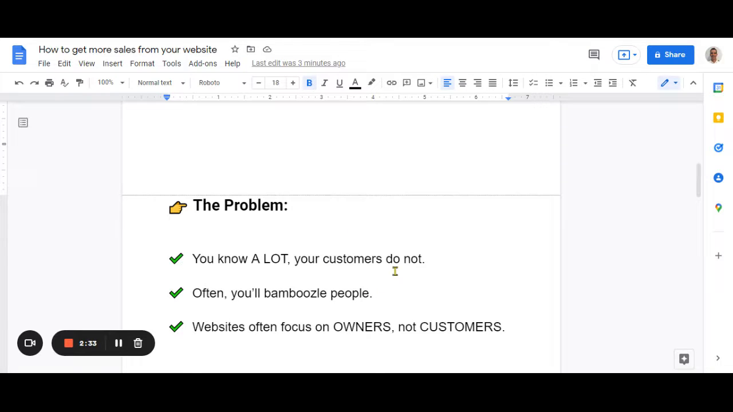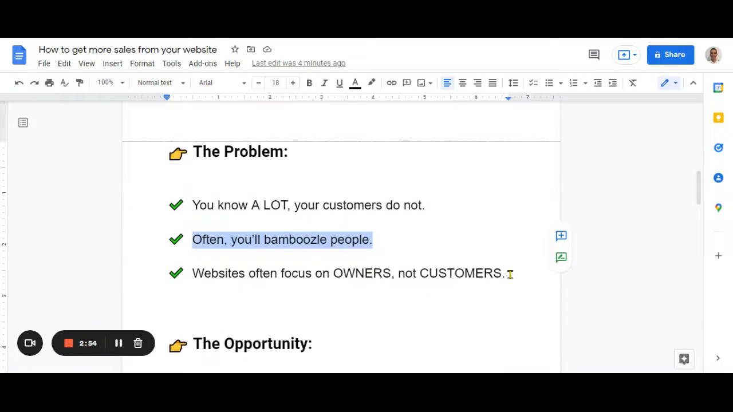Okay, so the risk is that you're going to bamboozle people. Okay, you're going to create a website that technically, design-wise, might be great, but people might get there and go, I just don't get it. Or what exactly does this business do? Or what do I do now?